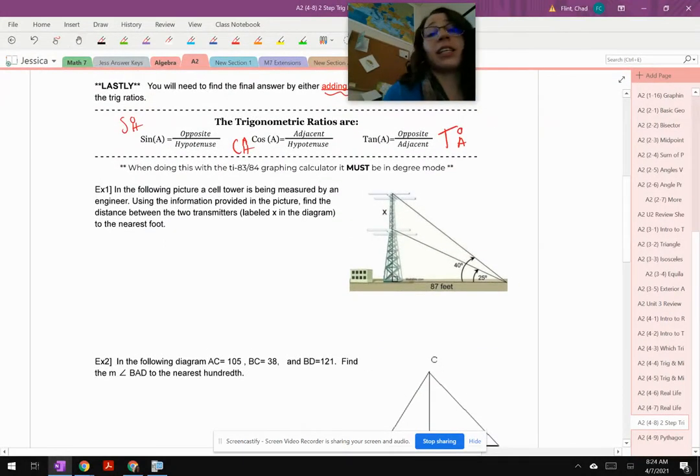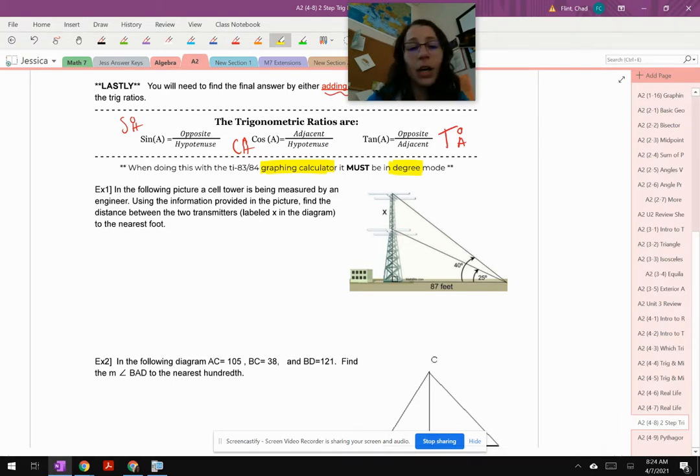And last but not least, as if we've talked about it 15 times, if you're using a graphing calculator only, not if you're using the one for middle school, that one's okay, you need to make sure that it's in degree mode, not radian. We will jump into the first couple examples next.